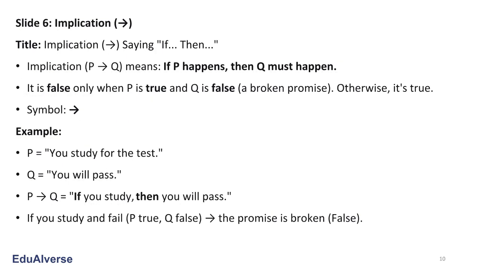Implication. Fourth is implication. This is the if, then statement. The symbol is an arrow. P → Q means, if P happens, then Q must happen. This is false in only one situation, when P is true and Q is false. Think of it as a promise. If I say, if you study, then you will pass, and you do study but you fail, then my promise is broken, and the statement is false. In every other case, if you do not study and pass, or do not study and fail, the statement is considered true, because no promise was broken.